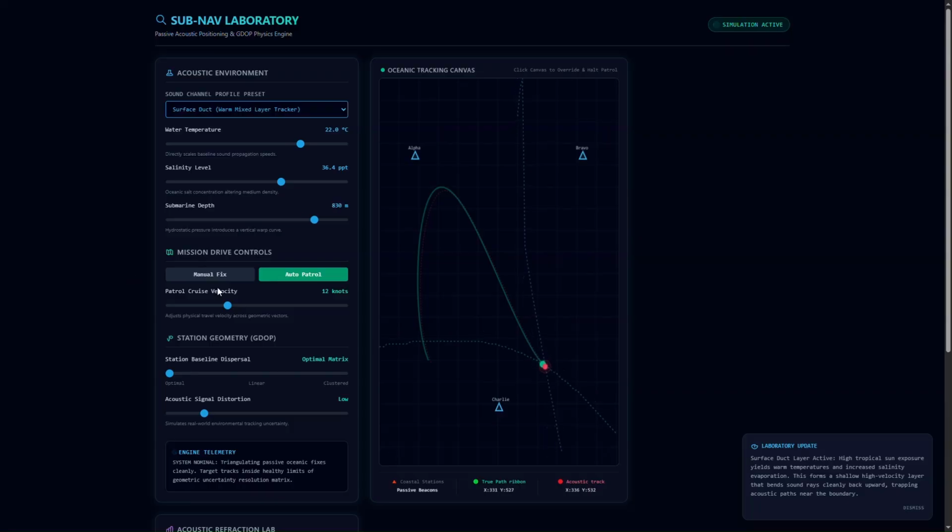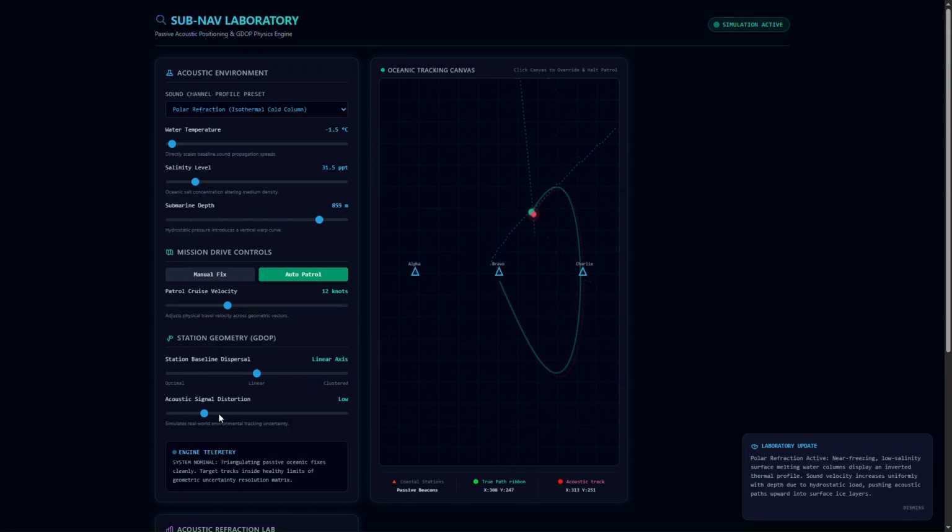vertical sound velocity refraction. GDOP dictates that positioning accuracy degrades when the angular arrangement of the baseline tracking stations relative to the vessel results in shallow intersection vectors, expanding the boundary of geographical uncertainty. Simultaneously, changes in ocean temperature, salinity, and hydrostatic pressure continuously alter the medium density, dynamically shifting the local speed of sound according to the Mackenzie formulation.